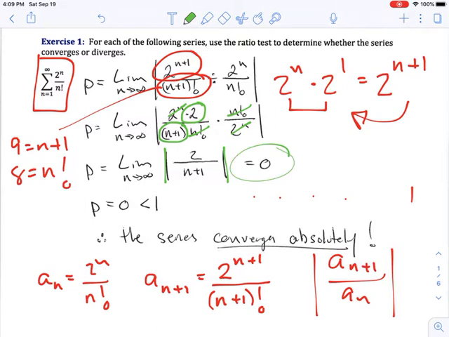So rho is equal to 0, which is less than 1. Because of that, the series converges absolutely. Now, this is not an alternating series, but it doesn't matter. It can be used to test for convergence for an alternating series or a non-alternating series. If it is an alternating series, then it is absolute convergence.